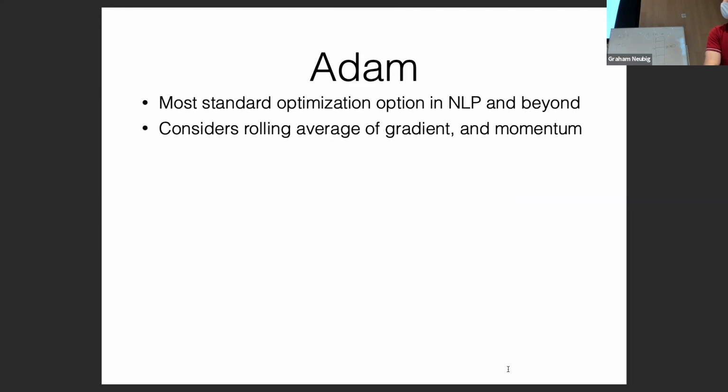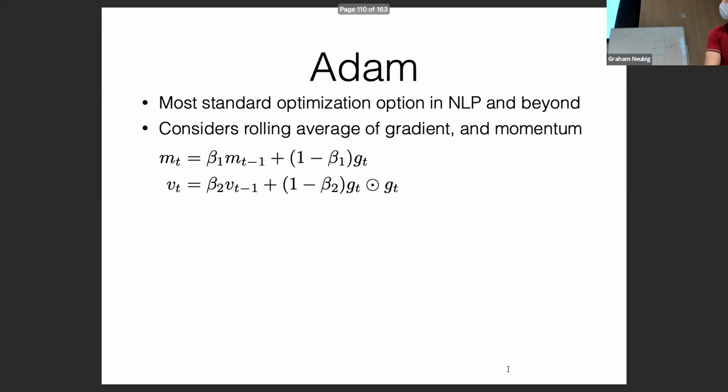It considers the rolling average of the gradient and the momentum. So basically this is like our momentum term. Basically we're adding in 1 minus beta 1 times g_t and the momentum that we have from the previous time. So this beta 1 is our gradient momentum conservation parameter. And then we also have a rolling average of the variance, and this beta 2 is like our variance momentum conservation parameter.